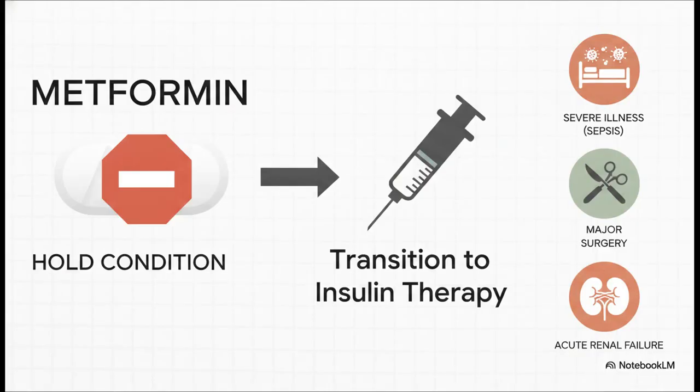Watch out for this classic exam trap: continuing oral agents in acutely ill patients. Metformin and other oral anti-diabetic drugs are strictly contraindicated if the patient has a severe illness, like sepsis, if they're having major surgery, or if they have acute renal failure. The reason is the high risk of lactic acidosis and altered renal clearance. In these scenarios, you stop the oral agents immediately and transition the patient straight to insulin therapy.